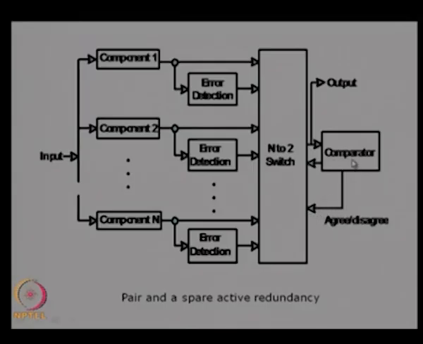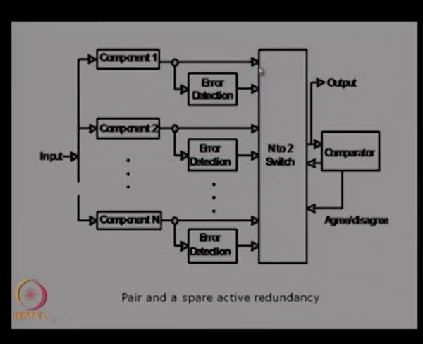If the comparator agrees that the two outputs are the same, then that output will be sent as the output from this N-to-2 switch. So we are including one more stage of comparison of two outputs to give a main output from here. This is known as a pair and a spare active redundancy. Instead of one output going from here, it will take two outputs, compare them, and see whether there is an error or not, and based on that an output will be given. It is a little bit more redundant because we have more comparison here.